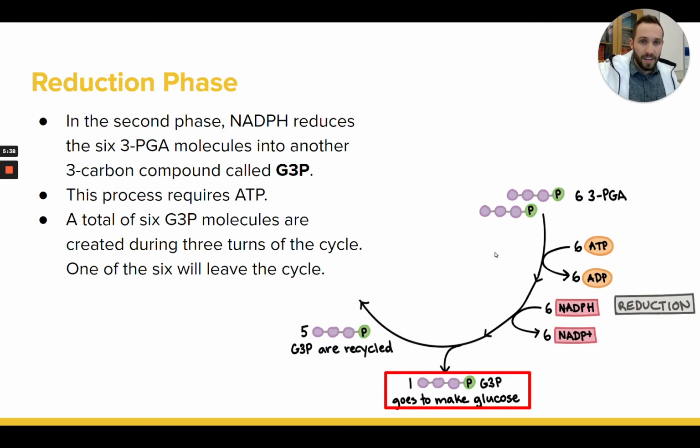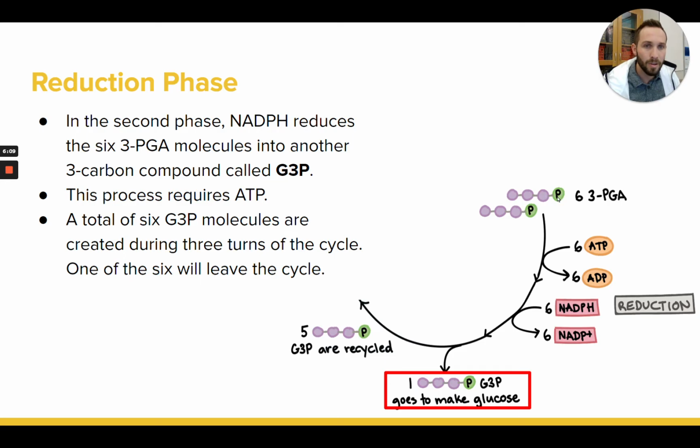And then in the next phase, we have what's called the reduction phase. In the reduction phase, we're going to take those 3 PGA molecules. This is a 3 PGA molecule, and this is a 3 PGA molecule. And we're going to reduce those molecules, which is why we call it the reduction phase. Reduce means gain electrons. So these 3 PGA molecules are going to gain electrons, and they're going to become these molecules here called G3P.